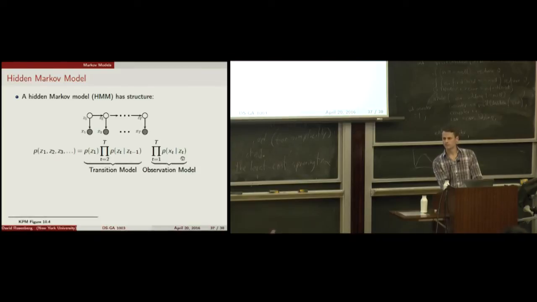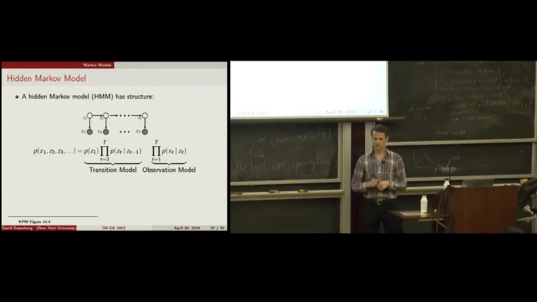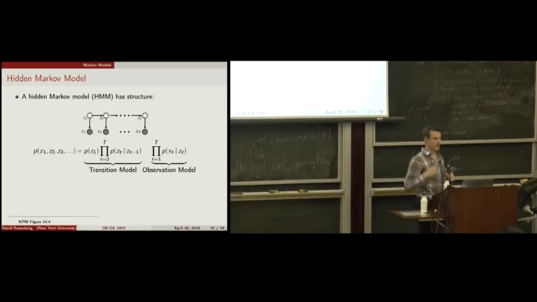Yeah? This is a Bayesian network. That's right. Yeah, so we can understand Markov models and hidden Markov models as Bayesian networks. And when you draw down this graph, you know exactly how the joint distribution factorizes. That's right.